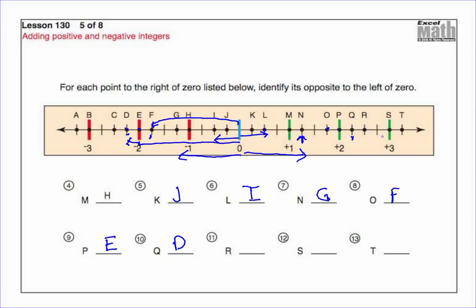Okay, R is at 2 1/2, so we start at the 0, go down to 2 1/2. That would be C. Number 12, S, is all the way out at positive 3, so negative 3, that's at B. And T, 3 1/4, all the way down to negative 3 1/4 at A.